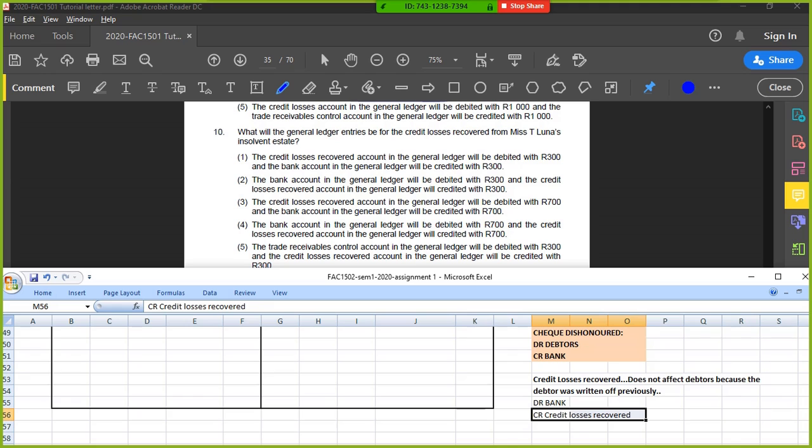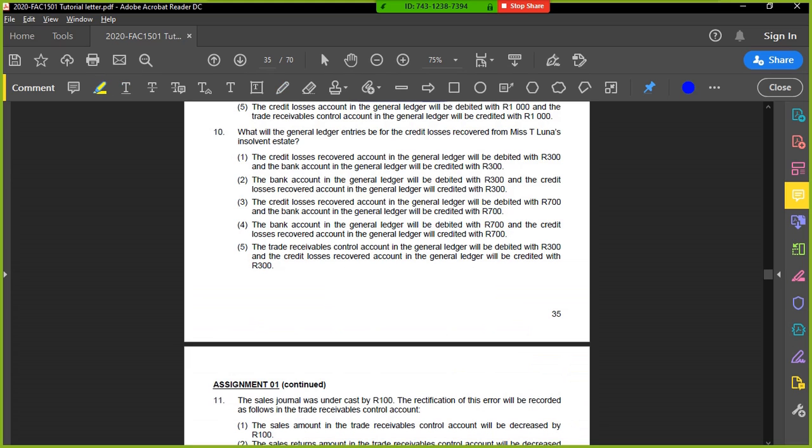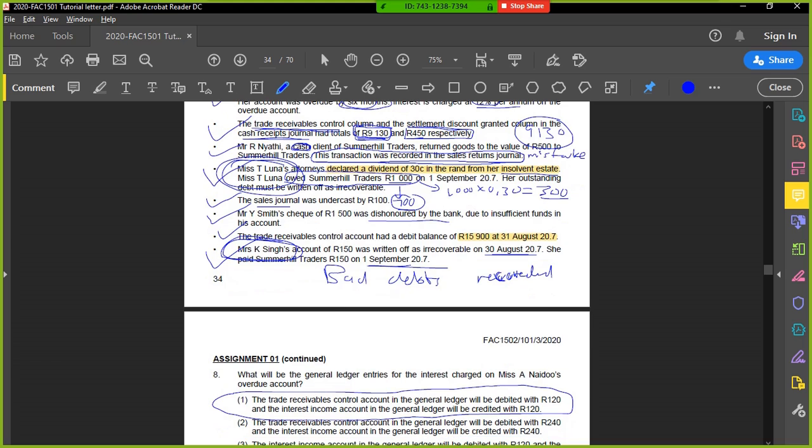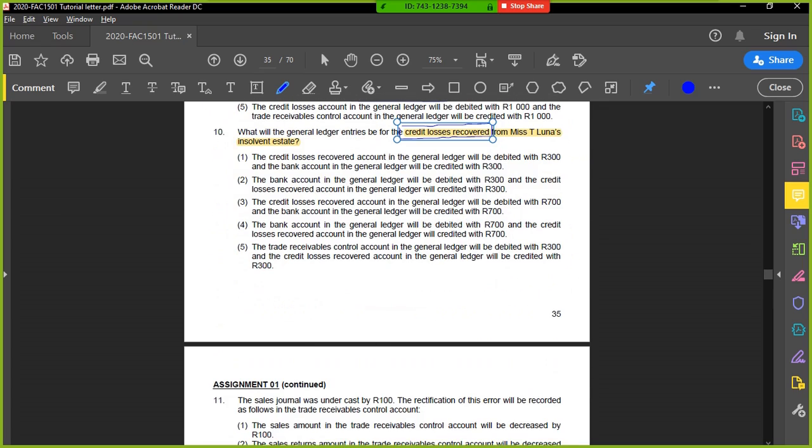Okay, here you need to raise this with Unisa. There's a problem with the question. You didn't recover credit losses from Luna. It was from the other person. Do you see that? Okay, this wording is bad. It's not credit losses recovered. The question said they declared a dividend. It was a payment. They paid a portion of the outstanding balance. It's not a credit loss recovered. A recovery is only done after you've written them off. So Mrs. Singh was a credit loss recovered, bad debts recovered. You need to ask them about this. The wording here is bad.